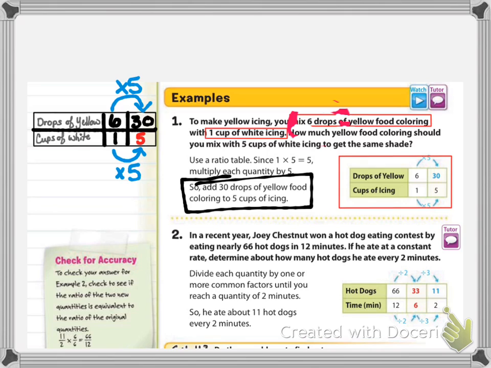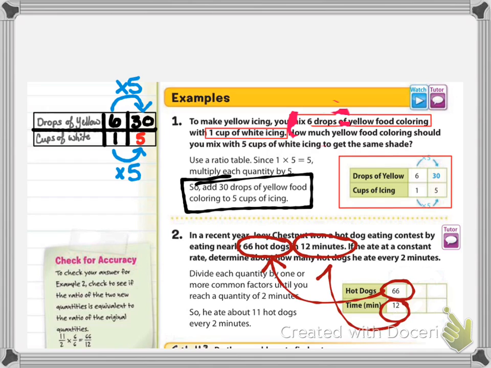Okay, so this one is set up a little bit differently. What we know here is that he ate 66 hot dogs in 12 minutes, excuse me, I said 2, but I meant 12. So that's going to be our ratio part. If you look at the table that I have drawn here, I've erased some of the numbers that were already there just to show you how you would go from one to the other. So this 66 came from over here, and this 12 came from right over here. So we were setting that up with 66 over 12.